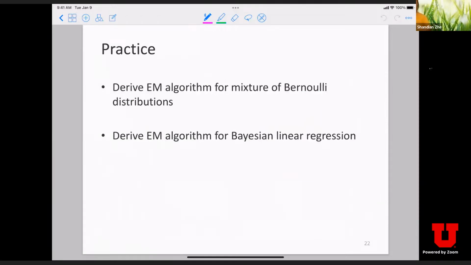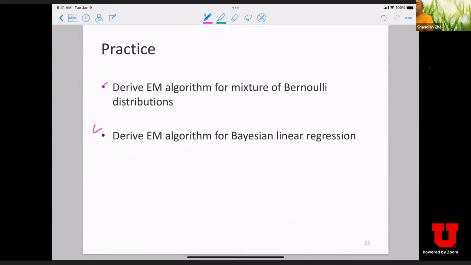The EM algorithm is very fundamental, a very popular algorithm. So we'll leave some exercises for you. These two might be in the next homework, right? We encourage you to derive the EM algorithm updates for the mixture of Bernoulli distributions.